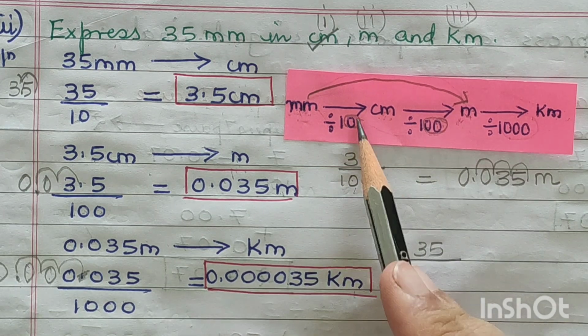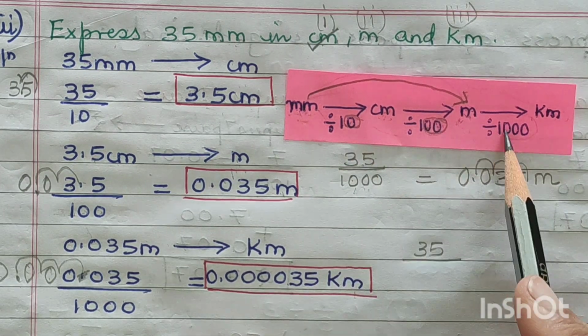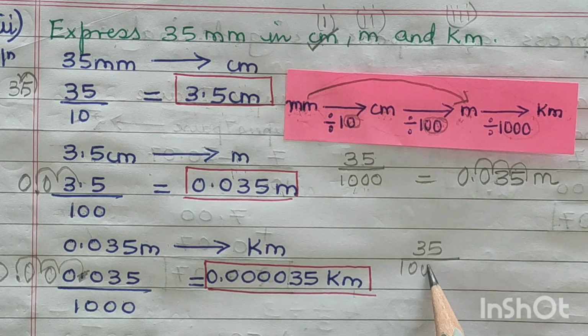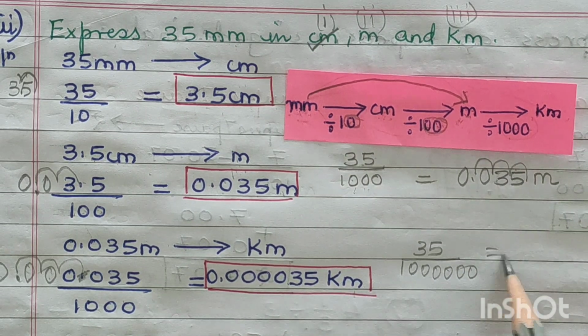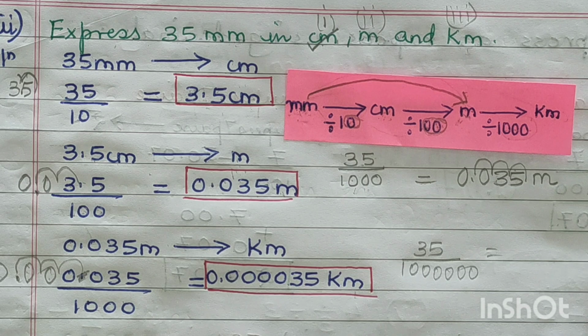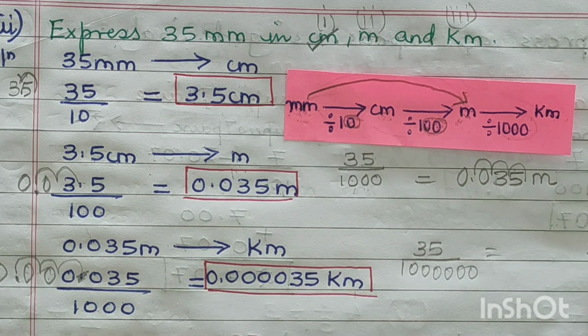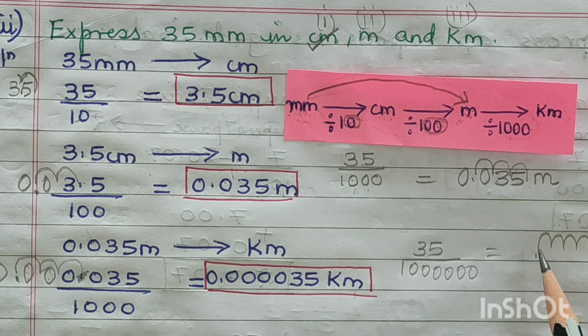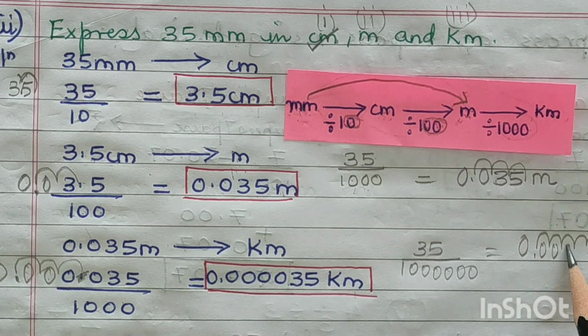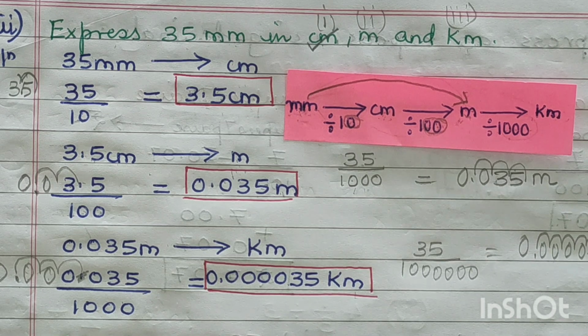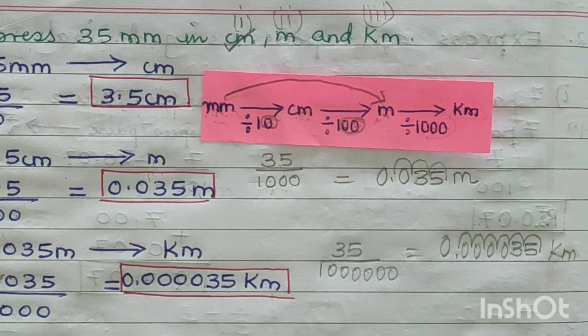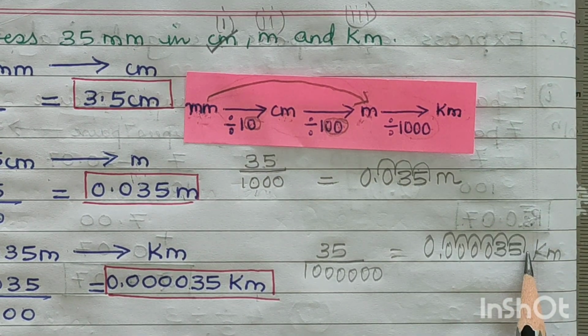35 divided by 1, 2, 3, 4, 5, 6 zeros, which will be 35. Decimal point is here, right, for a whole number. So 1, 2, 3, 4, 5, 6. Fill these all with 0. So much kilometers. This will be our final answer, where you have 35, move it 6 decimal places over here. So much you get in terms of kilometers.